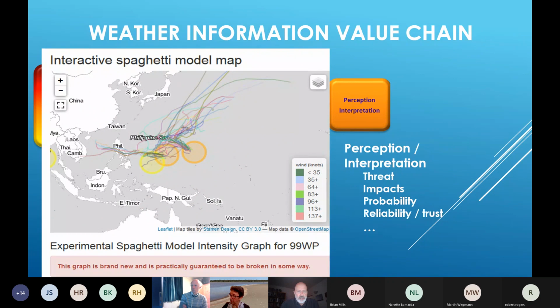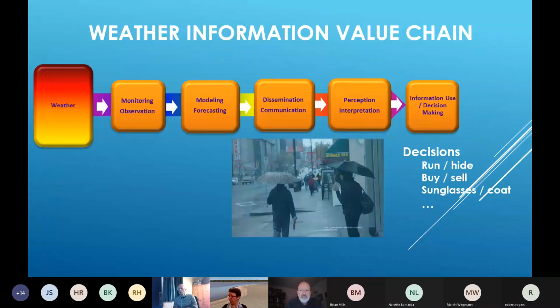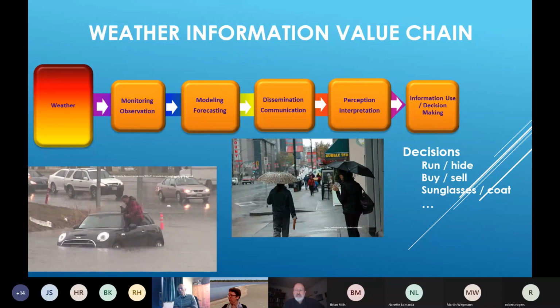It was an experimental spaghetti model intensity graph that said basically it's brand new and is practically guaranteed to be broken. I'm not sure what this graphic would actually communicate, but I think it would communicate that you need to find a different source of information. So that information then may go into decision making.